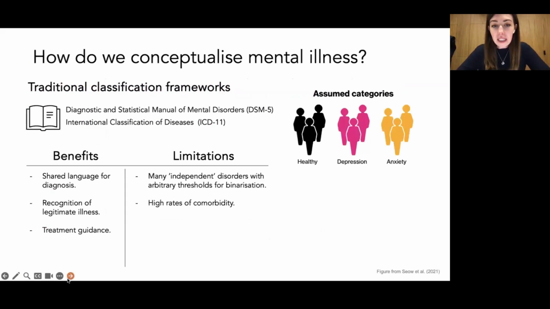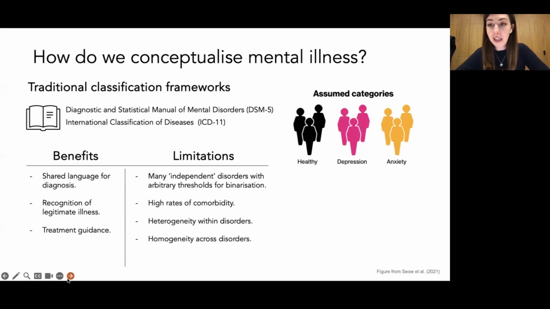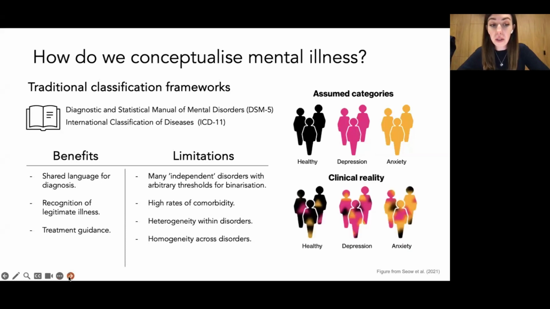So again, this is problematic because it means that we have a lot of heterogeneity within disorders, but we also have homogeneity across disorders. 40% of symptoms in the DSM repeat at least once, and some of them can repeat up to 20 times. So again, we have a clinical picture like this, where we assume that we have our discrete categories, but the reality is so much more complicated than that.